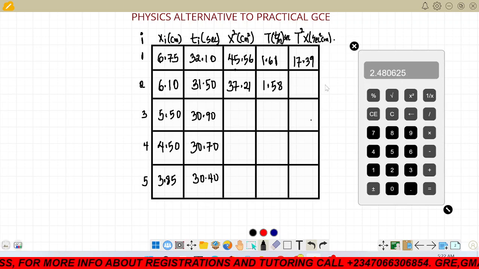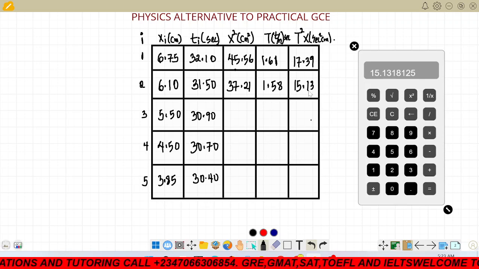Then here, I'm going to square this value, using the direct value, and multiply by the initial value of x, that is 6.10. I'm going to approximate to two decimal places, 15.13. That is what I'm going to write, 15.13. So in sequence, we are going to fill all these. Maybe I will try and do more, since I still have some time here. So let's do the third one.